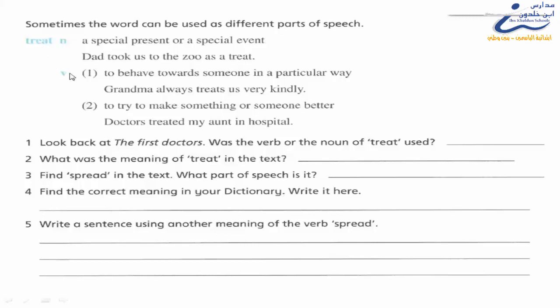And when we use treat as a verb, it has also two meanings. Number 1, to behave towards someone in a particular way. So the example, Grandma always treats us very kindly. And you can say another example. For example, I don't like this person because he treats me badly.